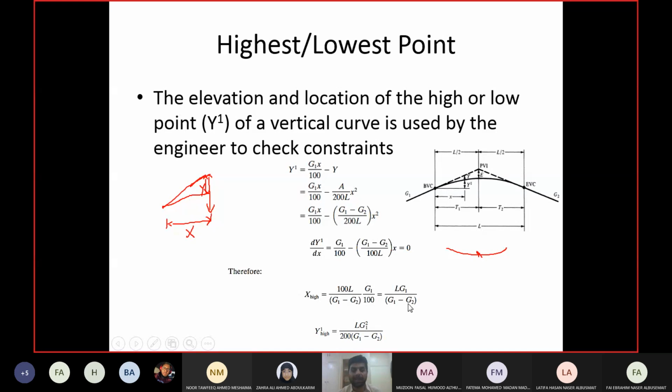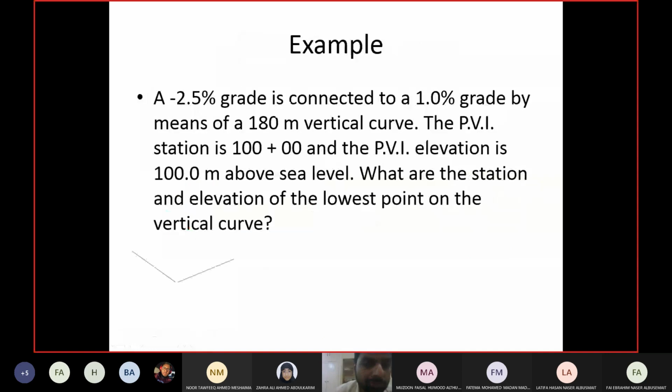Okay, let us do an example here. I will try to do the calculations in more detail than what is shown in the slide. So pay attention, and this will also help you to understand the concept of stationing in meters. It may be helpful for tomorrow.